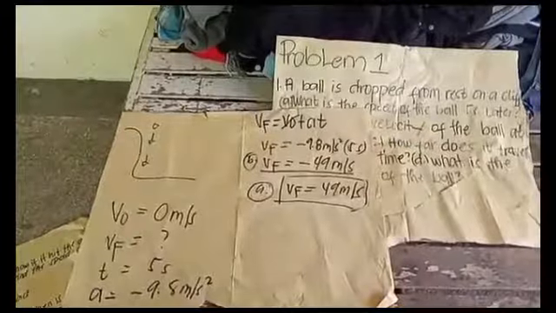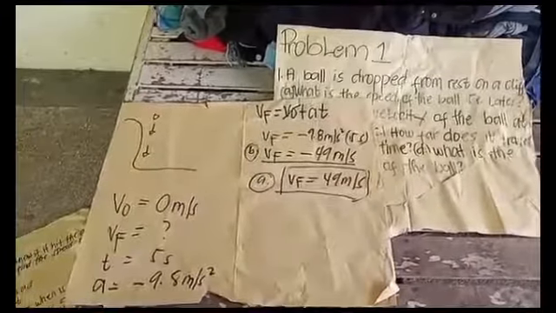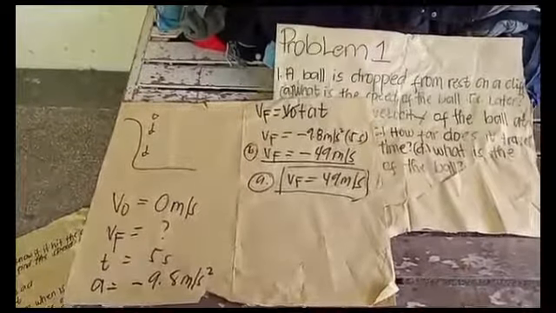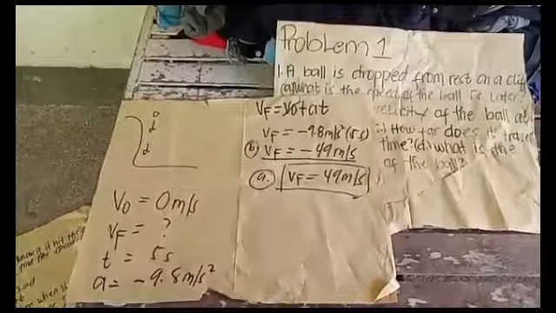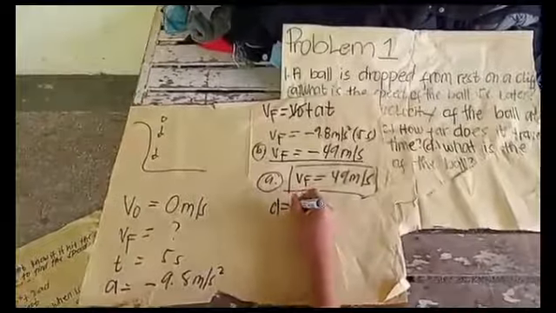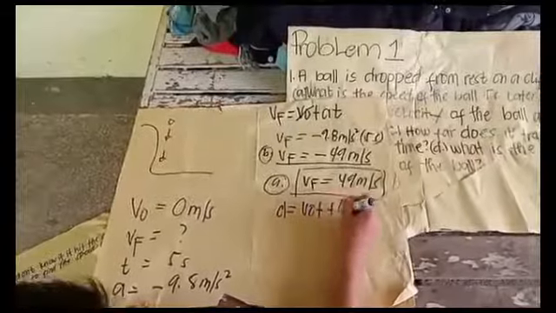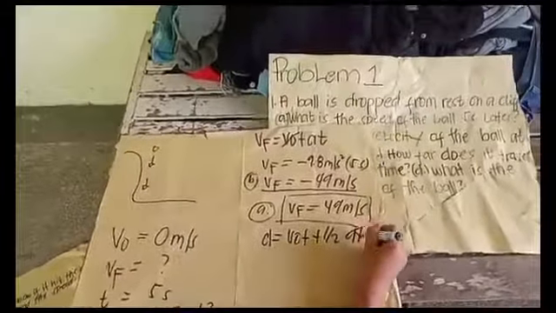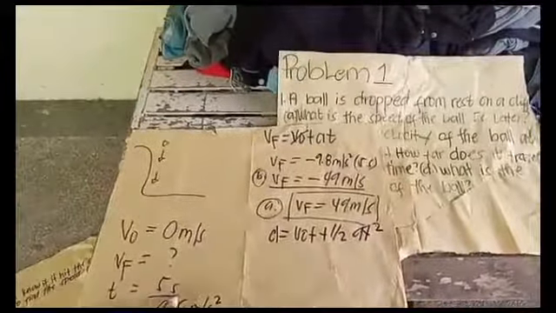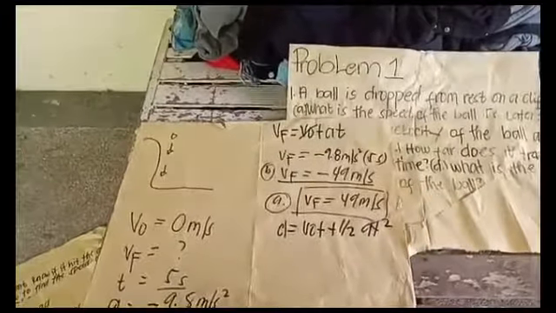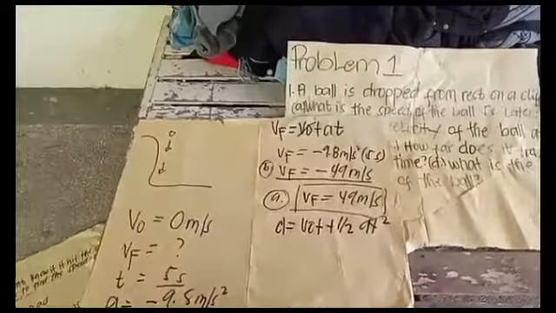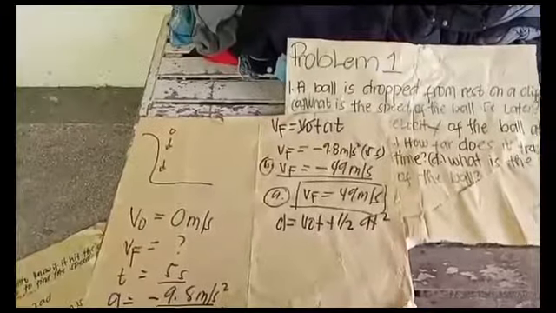For part C, how far does it travel during this time? What equation can help us? d equals V naught t plus 1/2 at squared. Since we already have the initial speed, the time, and the acceleration, it is enough for us to solve the problem using this equation. d equals V naught t plus 1/2 at squared.